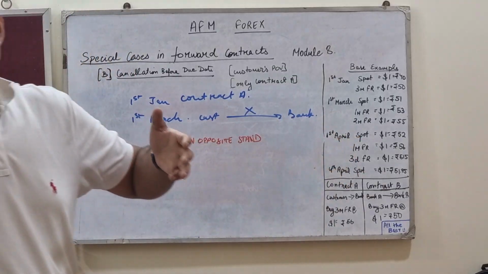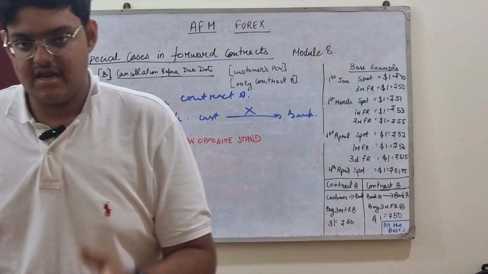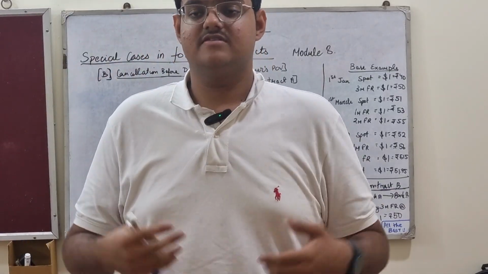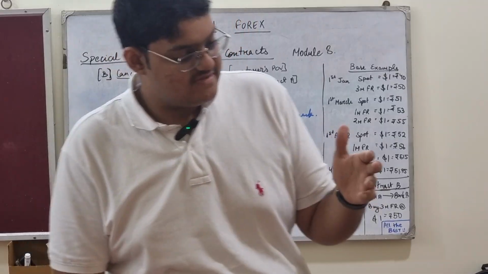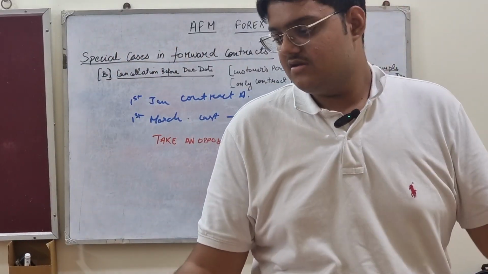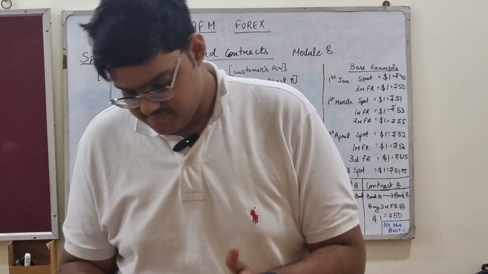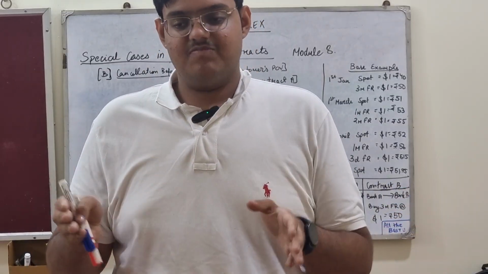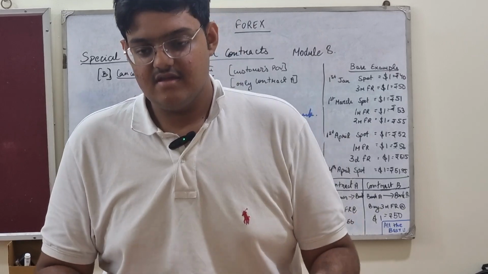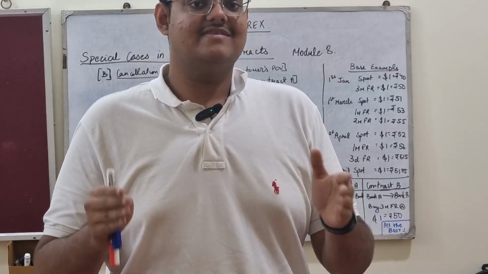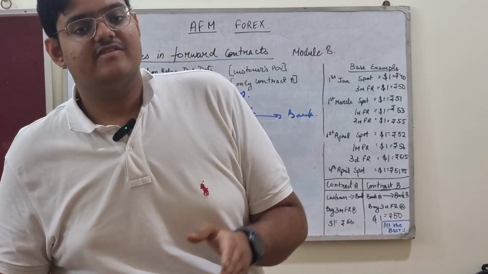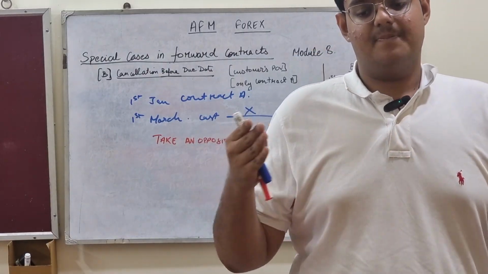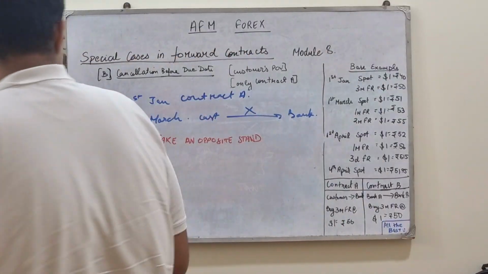Now, this is the date on which I entered into the contract. This is March 1st, the date I want to cancel the contract. And this is April 1st, the due date. Now, I'm here, but my contract is going to expire. Then I need to take an opposite stand today. The opposite stand should be such that it expires on the same day, that is 1st April. So let me just create a timeline here.